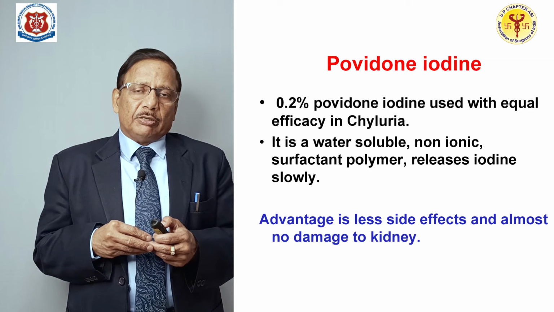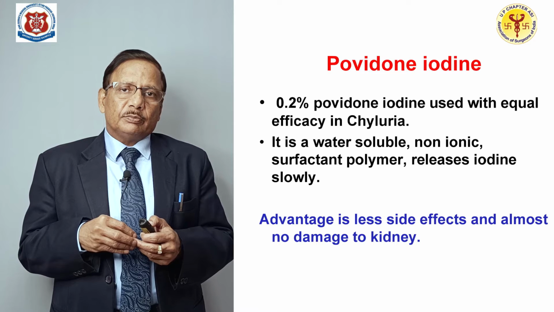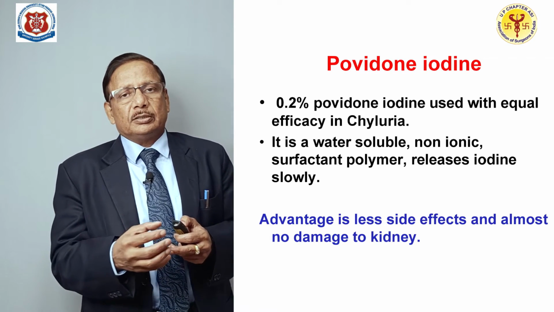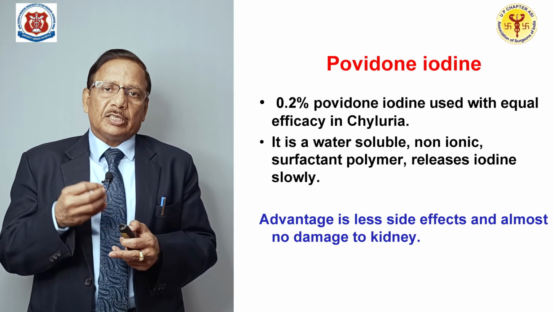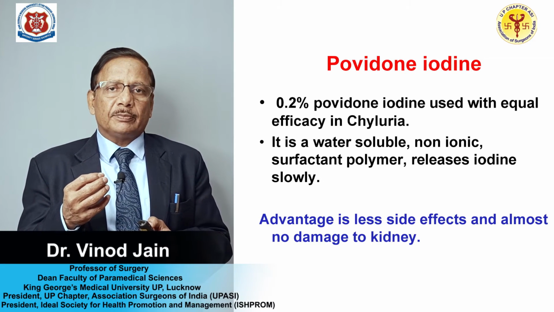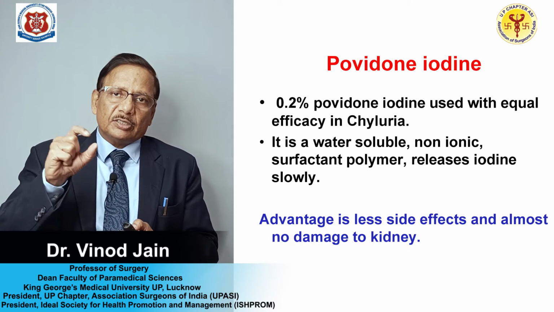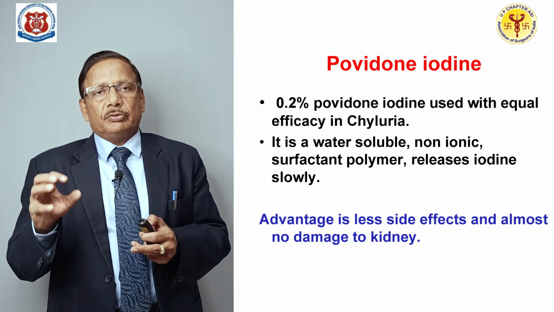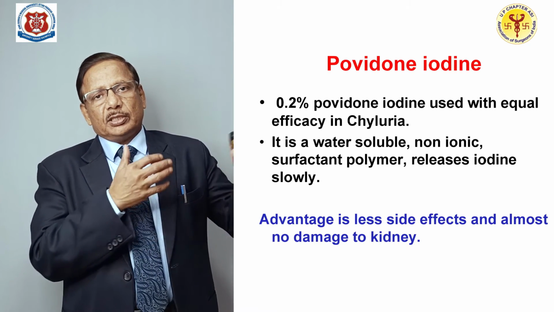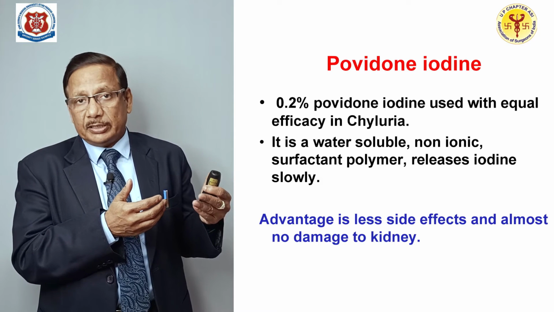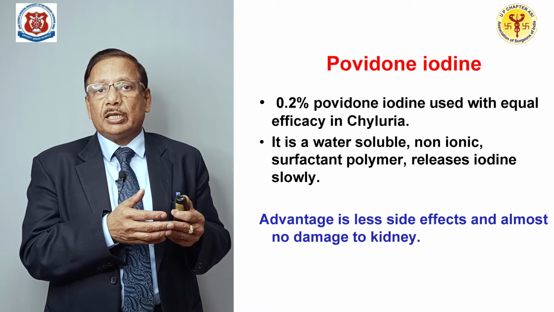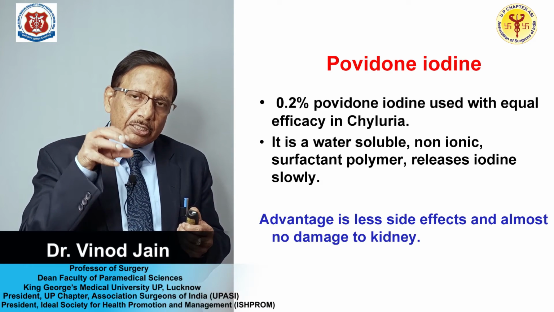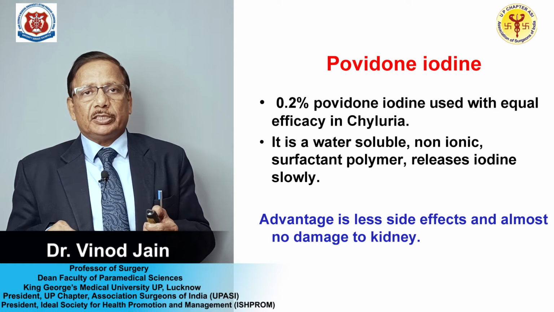A word about povidone iodine. What we are using is 0.2%, it has the same mode of action. It is basically a water-soluble non-ionic surfactant polymer. It releases iodine slowly and it is least harmful for the kidney and has almost the same advantage as we have with silver nitrate. So in that way, povidone iodine is preferred to decrease the detrimental effect of silver nitrate on the kidney.